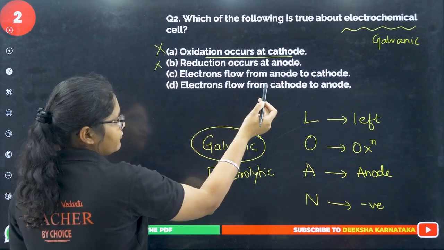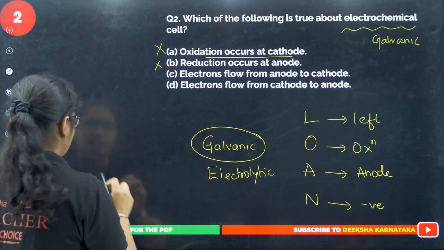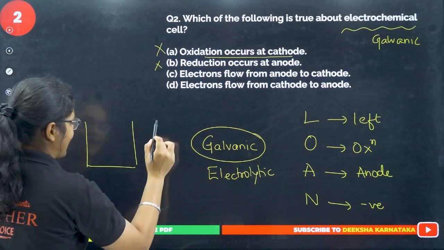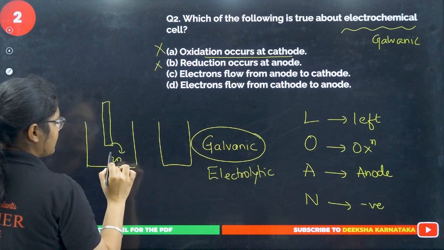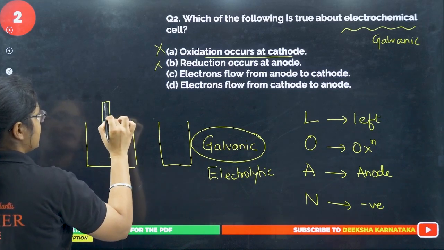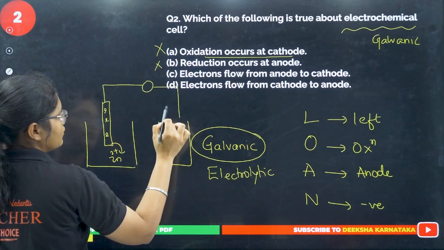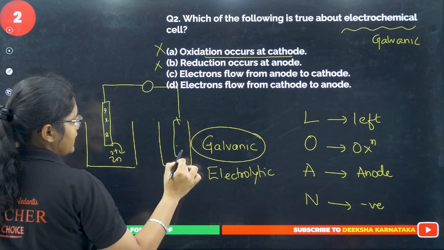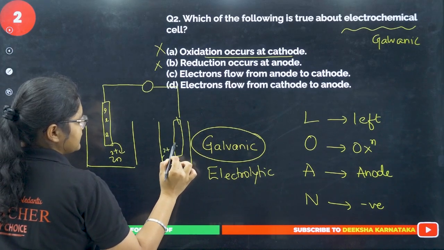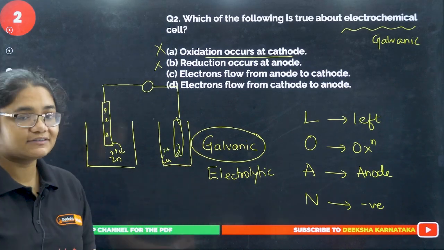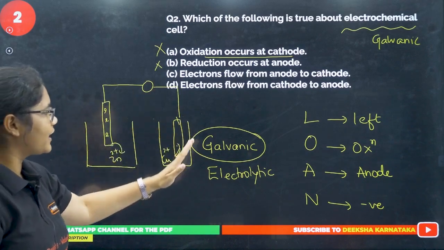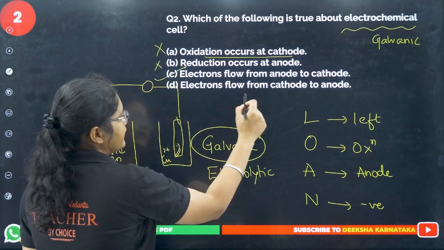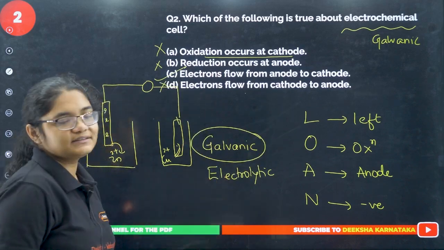Next, electrons flow from anode to cathode. If you remember, when I showed you the Daniel cell, we had a zinc rod. Zn2+ came out and electrons were released here, these electrons moved out and were collected, and here copper 2+ gained these electrons and deposited as copper. So electrons move from anode to cathode, so that is correct. Electrons flow from cathode to anode is wrong.